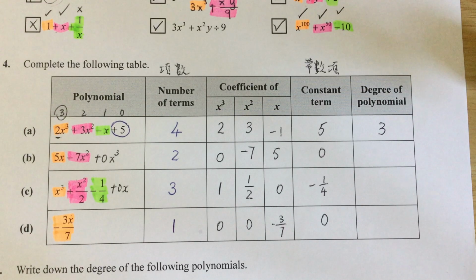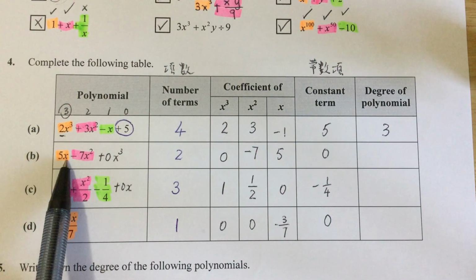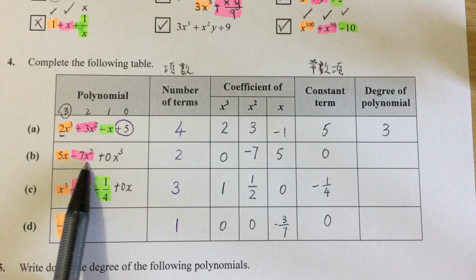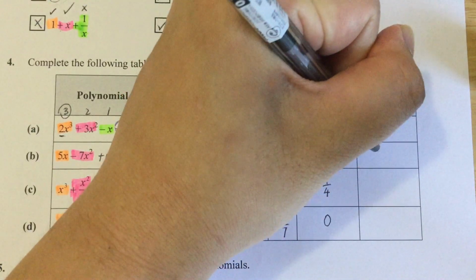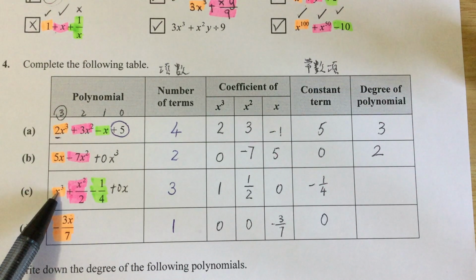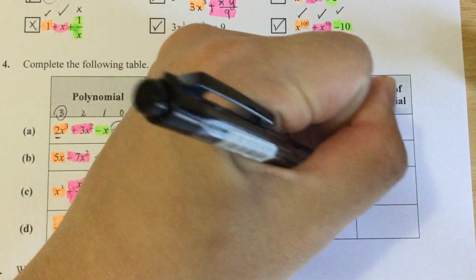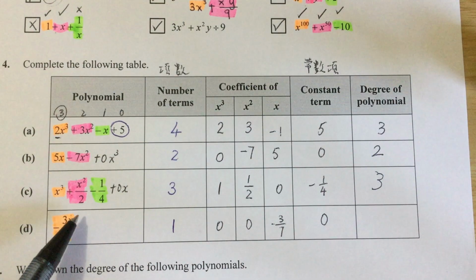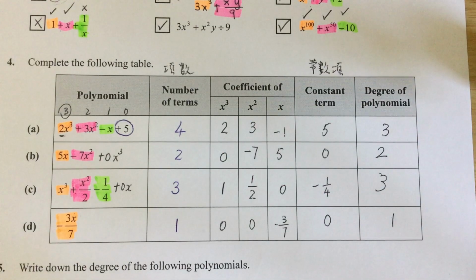Now let's look at the answers for part B to part D. For part B, you have x with the power 1, so the degree for that term is 1, and the degree for the other term is 2. For 0, we do not count it, so the only degree here is 2. And for part C, you will see the degrees are 3, 2, and 0, so the answer is 3. And for this one, you have only one term with power 1, so the degree of the polynomial is 1. Okay, so the answers are 3, 2, 3, 1.